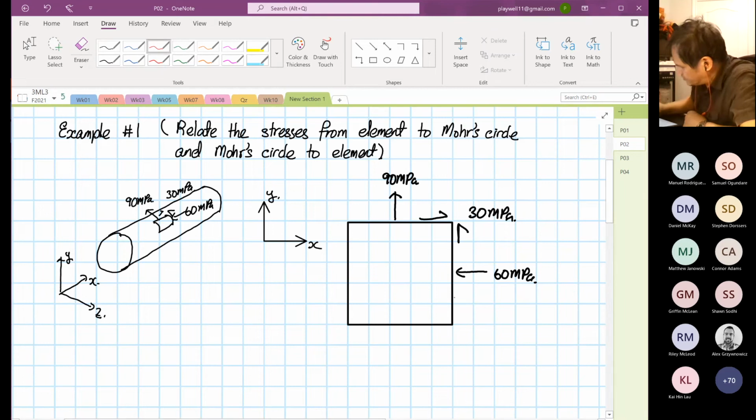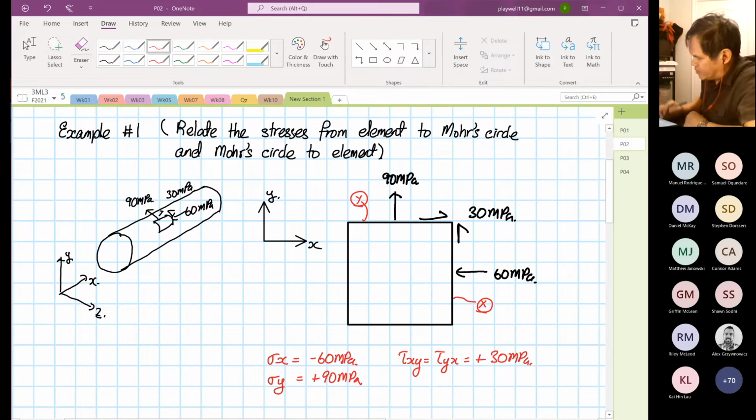Label that this is our point X and this is our point Y. Okay, so what we know is stress X is equal to minus 60 megapascal. We know that stress Y is equal to plus 90 megapascal. And then we know shear XY is equal to shear YX, and it's positive shear, so plus 30 megapascal.